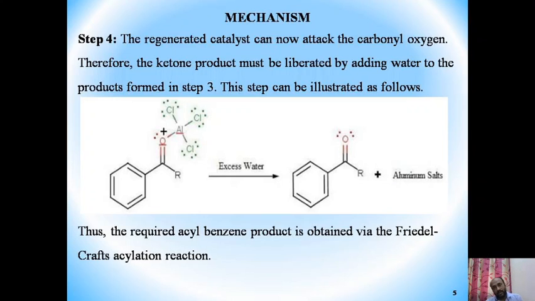If you want to get your final product, that means your pure compound, at that time you have to use an excess amount of water. Once you add that excess water, whatever portion is salt, the aluminum salt will completely go into the water, and it will release your final compound. That means you will get your pure compound.